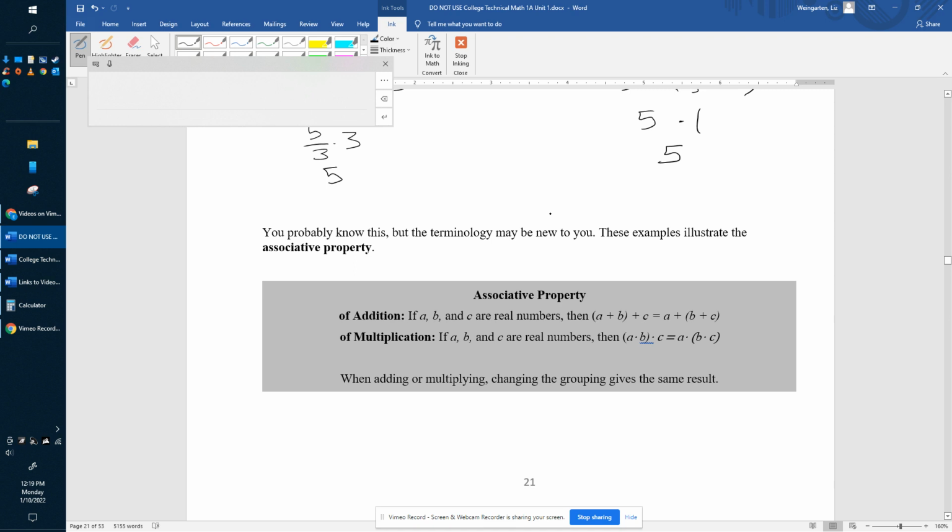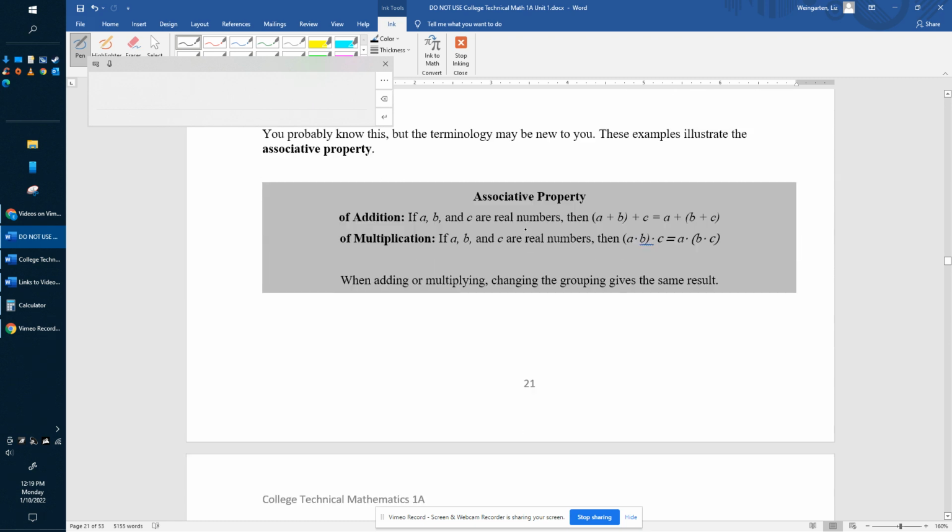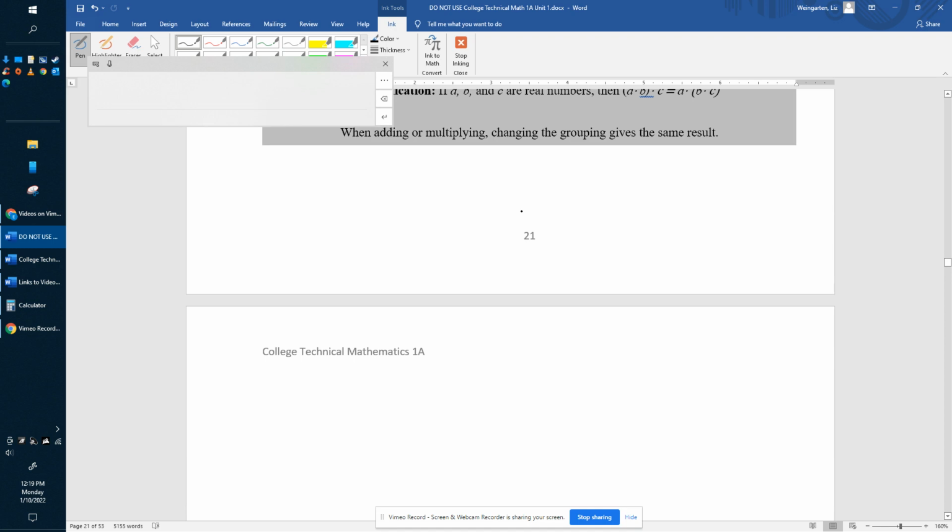So here is our associative property of addition and multiplication, simply saying that if you don't like where the parentheses are, you can move them. Again, with division, this does not give us the same result. So you want to be really careful. You can only use multiplication and addition with the associative property.